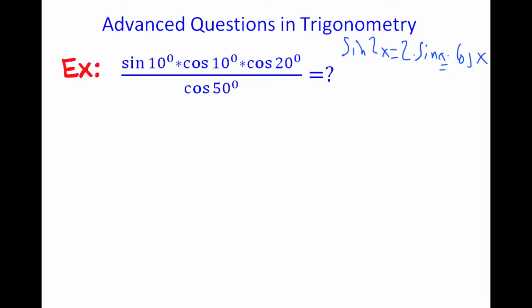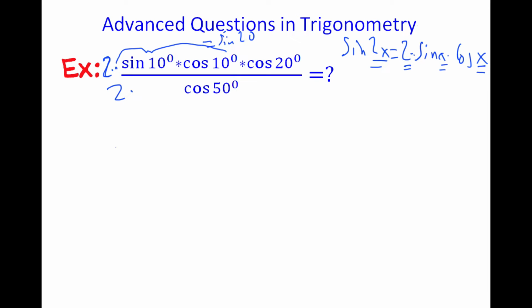So this is angle x, this is angle x, this is angle 2x, and there is also 2, guys. So if sine 10 times cosine 10 were 2 times sine 10 times cosine 10, then we would say that this is sine 20, guys. But in order not to change the value of this fraction, if I put 2 in the numerator, I have to put 2 in the denominator also, right?